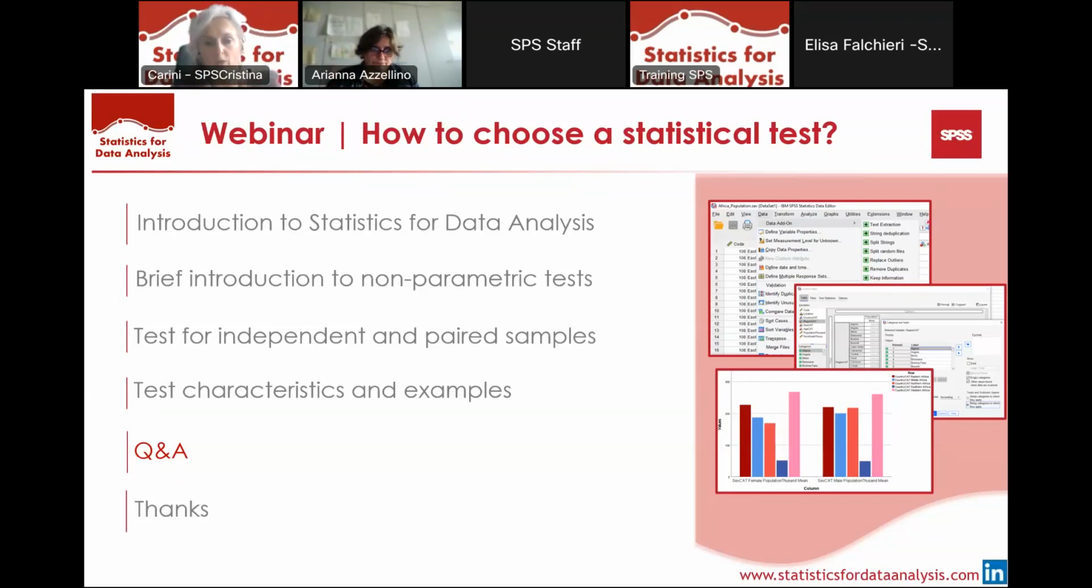Okay, thank you, Arianna. The last question is this one: why did we exclude the outliers, and why did we use the standard deviation equal to 2 as the exclusion criterion?